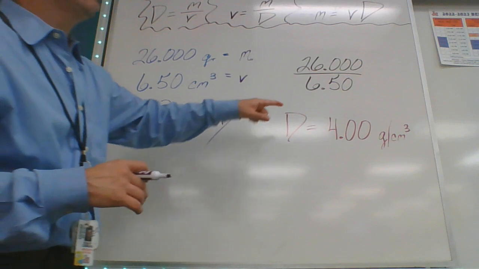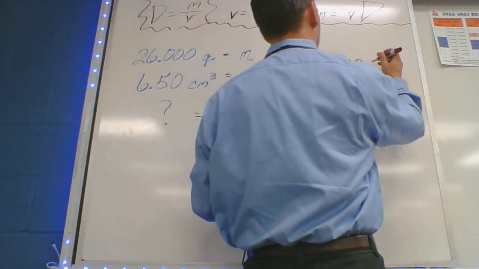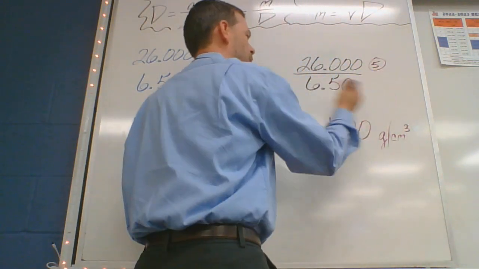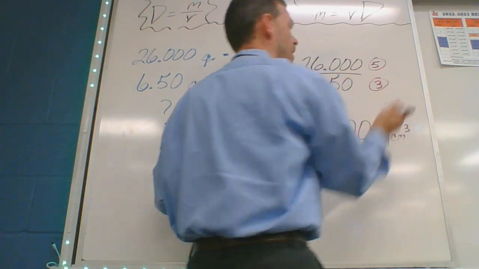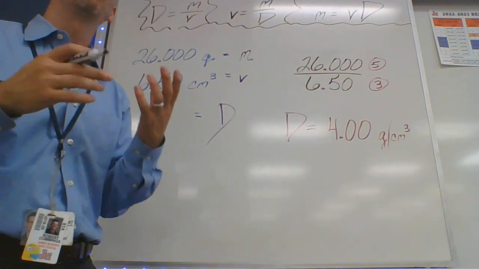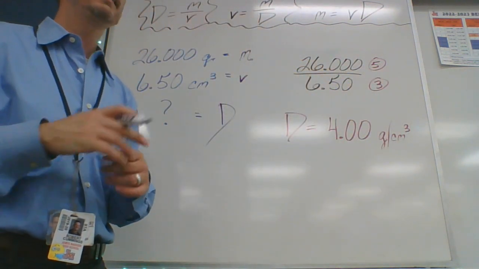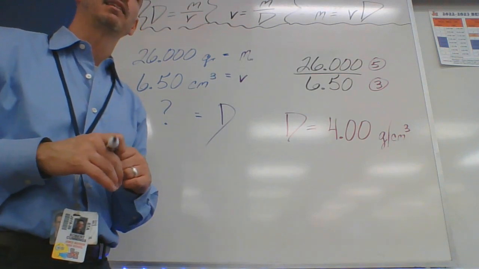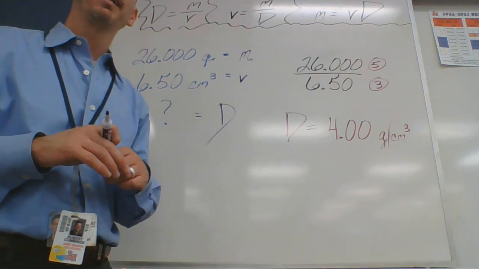But yeah, 4.00, right? Because 26.000 is 5 sig figs. 6.50 is 3 sig figs. And the smaller number wins. Ending zeros are significant if you can see a decimal. So be good at this.